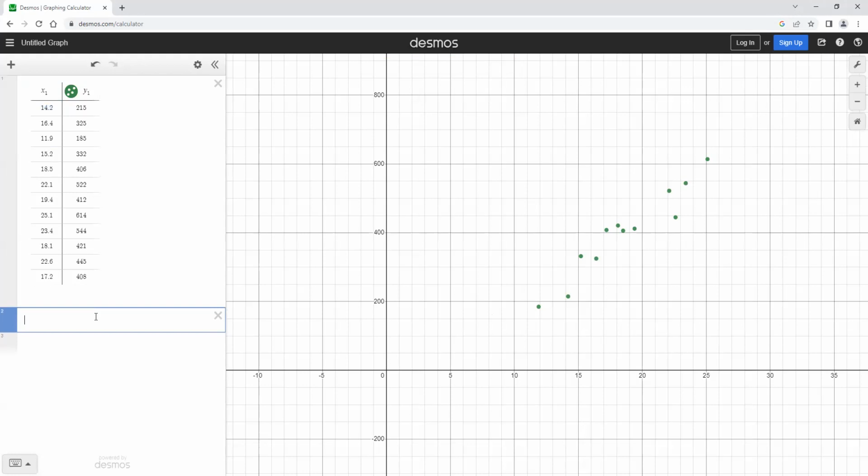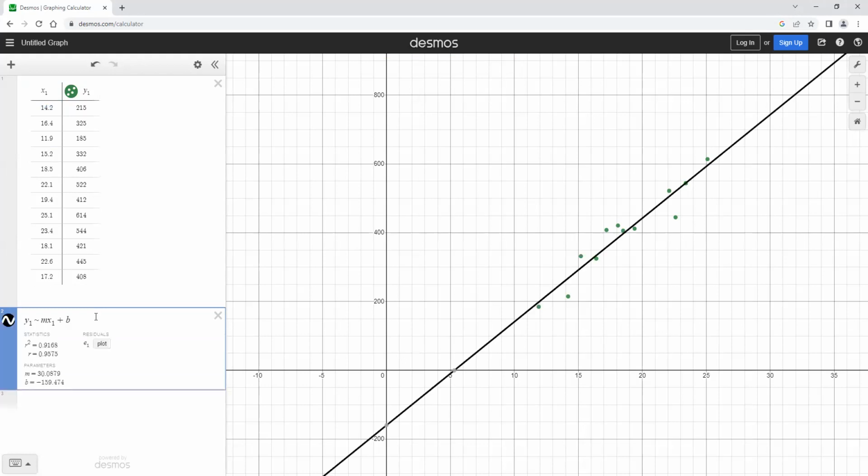Then what we need to type is Y1, then the tilde, then M X1 plus B. It looks like that. So that looks like a nice fitting line through those points. We get a correlation coefficient over here on the left. Right below where we typed Y1 tilde M X1 plus B, we see that R is equal to 0.9575. So that gives us our correlation coefficient.